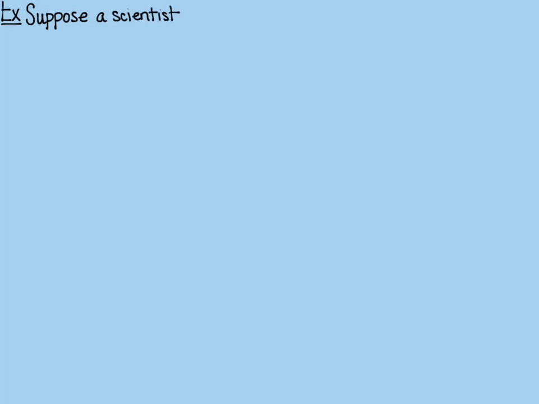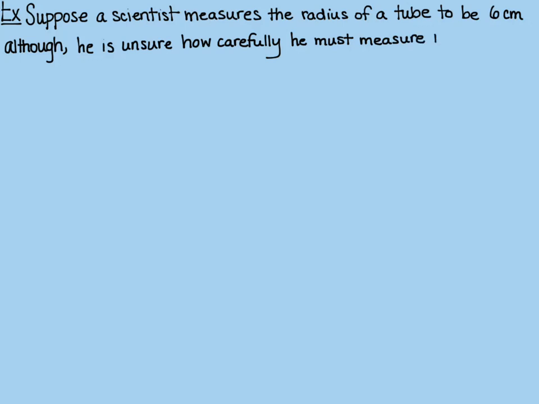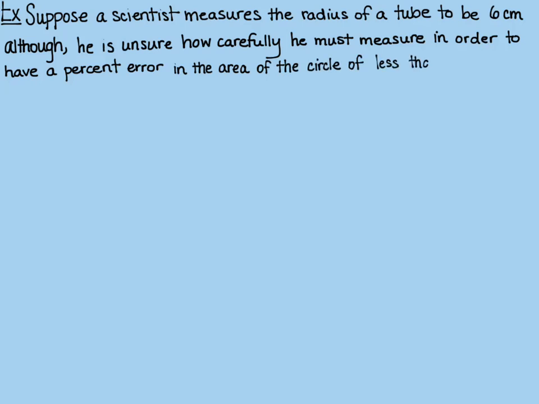Let's look at another example. Suppose a scientist measures the radius of a tube to be 6 centimeters. He's unsure how carefully he measured, but he wants to be sure that he has a percent error in the area of the circle of less than 3%. So dA/A, in other words the relative error, he wants to be 2πr dr, which remember is the dA value that we found on the previous slide, over A, which is πr squared.